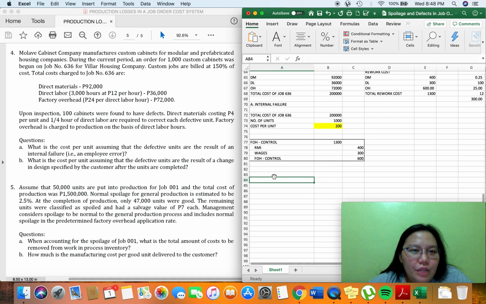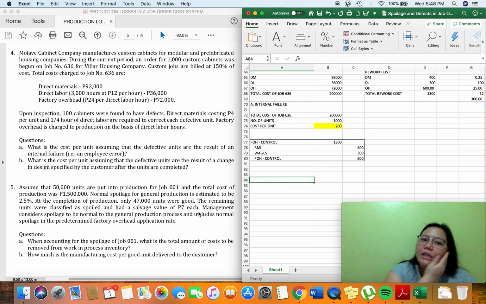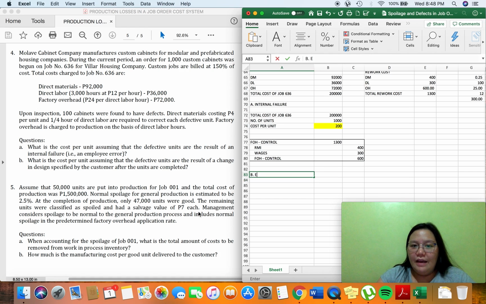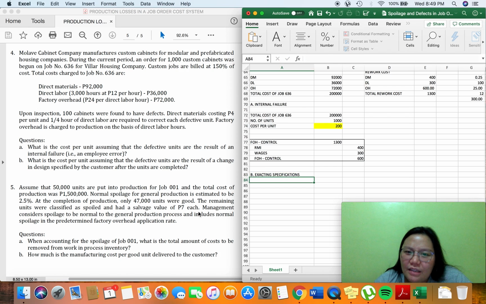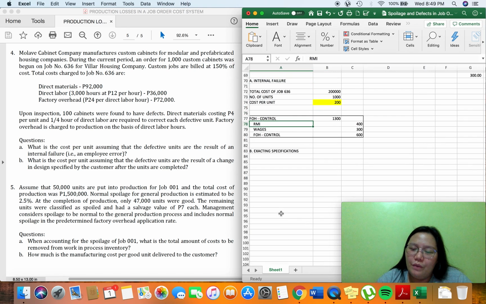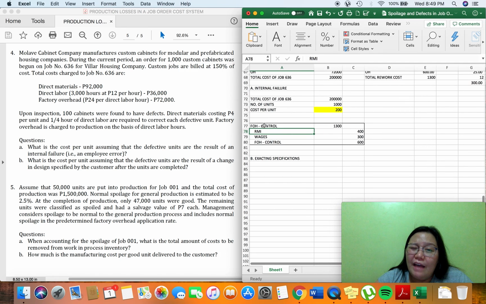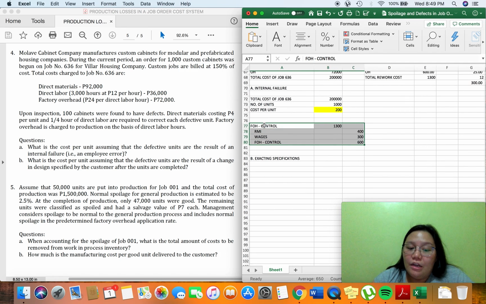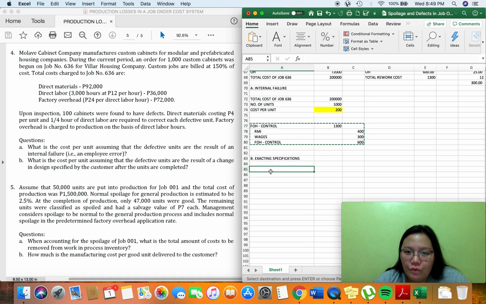Sige. So next, for letter B, assuming that the defective units are the result of a change in design specified by the customer after the units are completed. So basically, we have exacting specifications of the customer. So, if that is the case, syempre, mangyayari dyan, our entry will change, di ba? Since it is the customer's fault, that's why we have to incur the rework cost, di ba? So, the entry will be a little bit different.